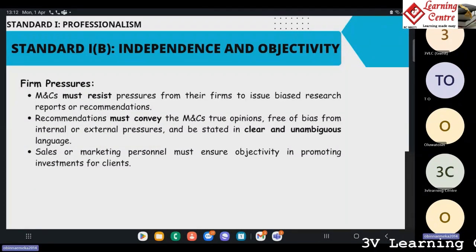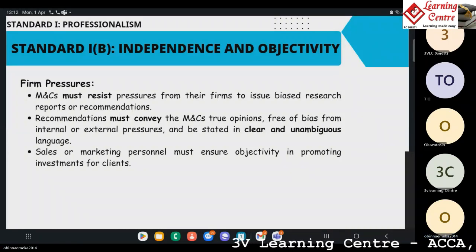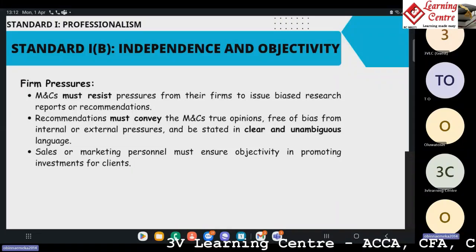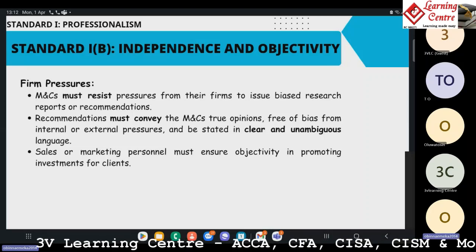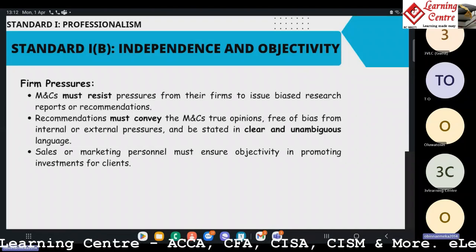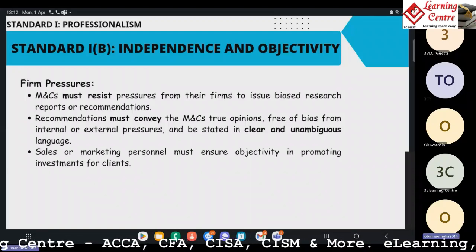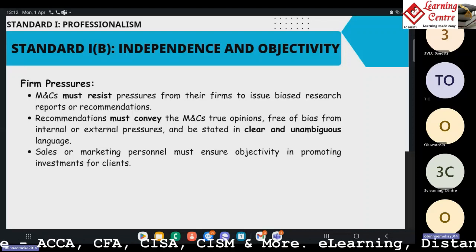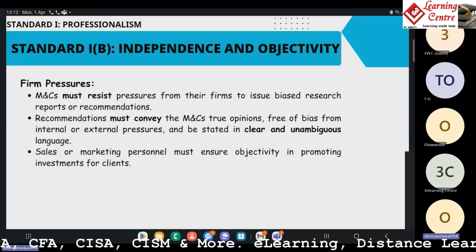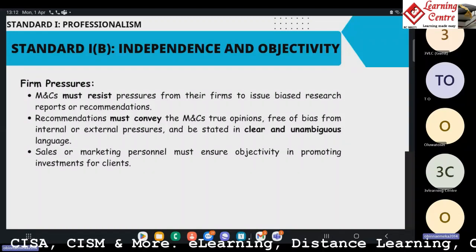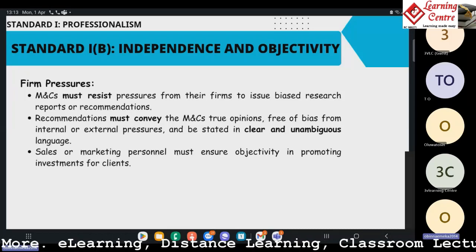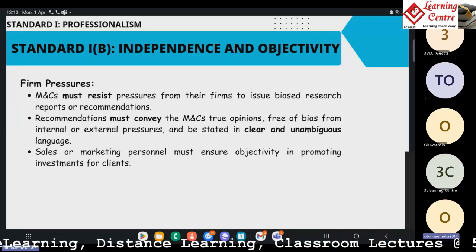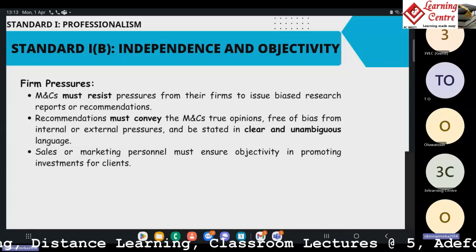Now let's talk about the firm pressures. Your firm, where you work, can also influence you. A situation may arise where your boss, your supervisor, or whoever is above you in the office might want you to issue a biased research report. Since they are the ones that pay you, if they start mounting pressure on you to issue a biased report, there is a chance that you might bow to that pressure just to keep your job.